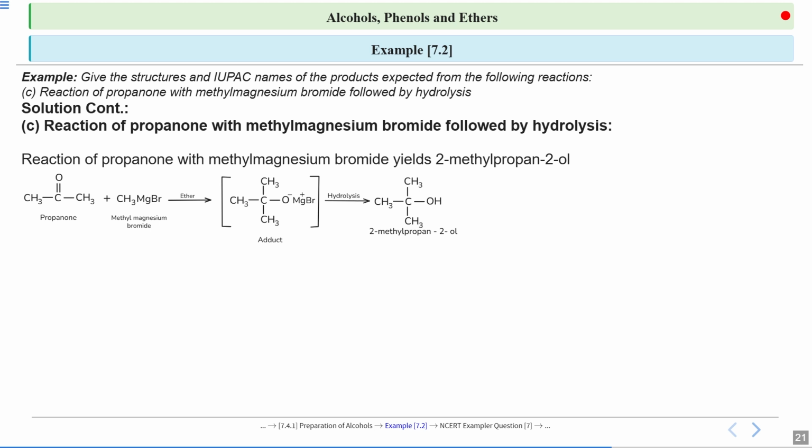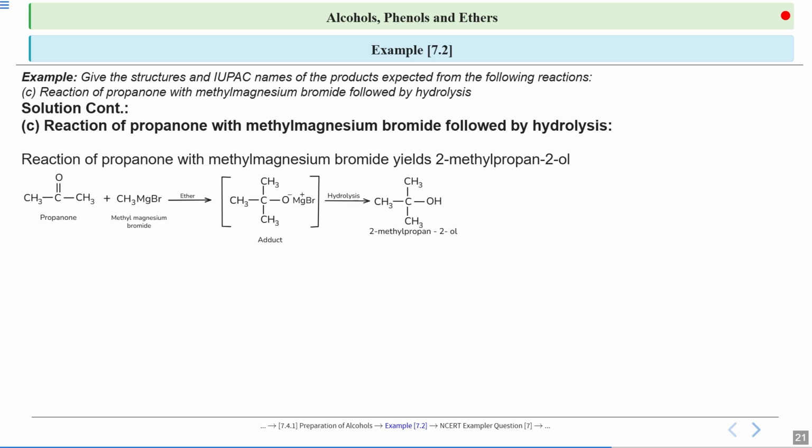So you have this propanone CH3 C double bond O CH3. You react it with methyl magnesium bromide CH3MgBr in the presence of ether. You will get an adduct, because the nucleophilic addition of the methyl magnesium bromide over the propanone happens. Now this adduct undergoes the hydrolysis process in presence of water, and you will get finally a tertiary alcohol as the major product, which is 2-methyl-propane-2-ol.